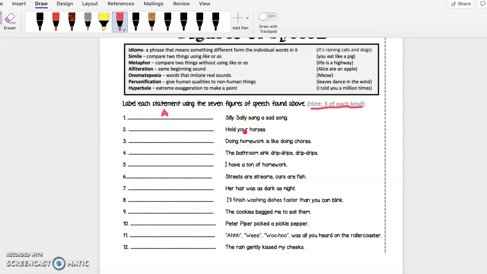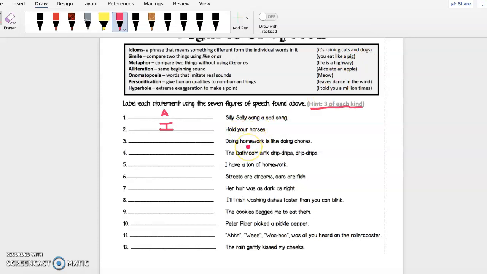Hold your horses. So, guys, this is something that we haven't gone over. This is actually an idiom. And idioms are basically phrases that mean something different than what you're actually saying. Of course, you're not going to hold a horse, but we say hold your horses to mean wait, right? So when you say it's raining cats and dogs, you really mean it's raining really heavy, but it's not actually raining cats and dogs. So you're not actually holding your horses. It just means to wait.